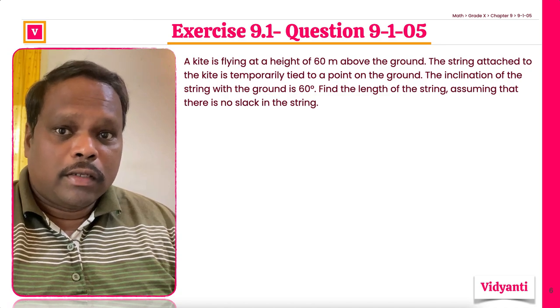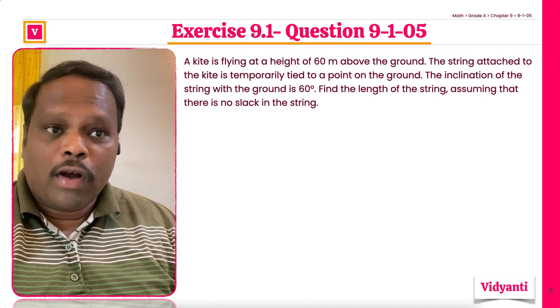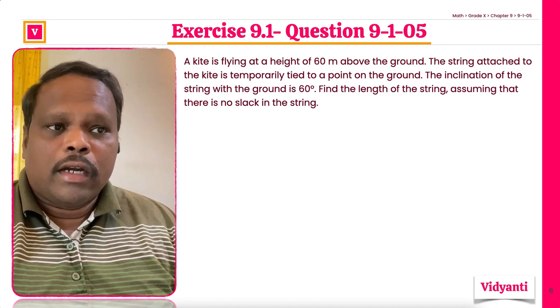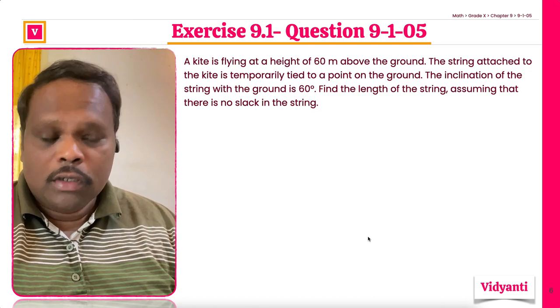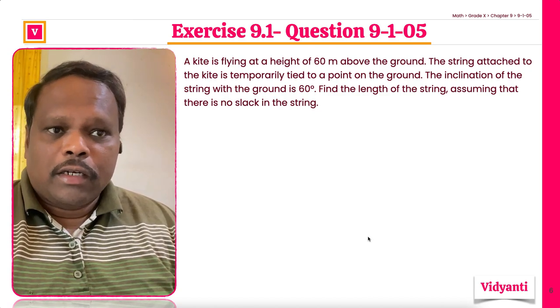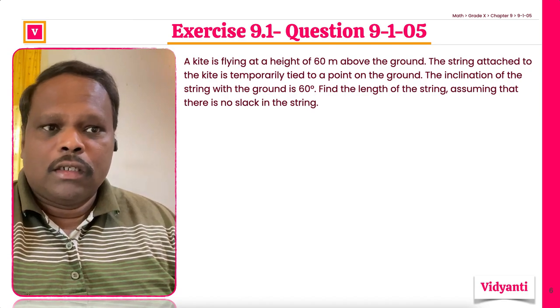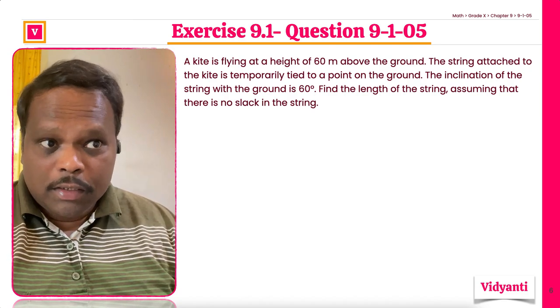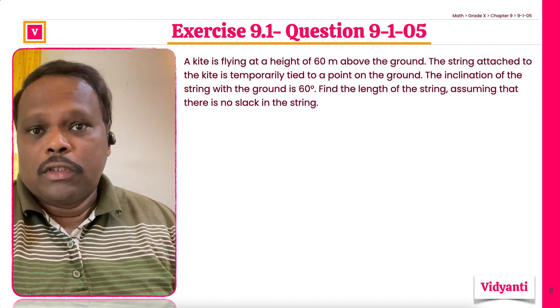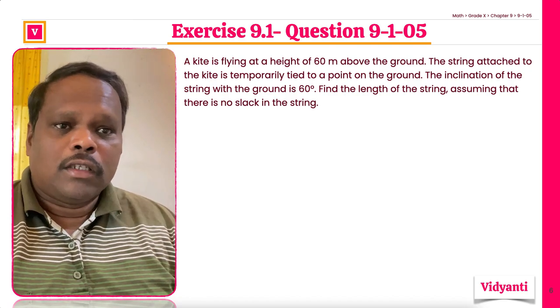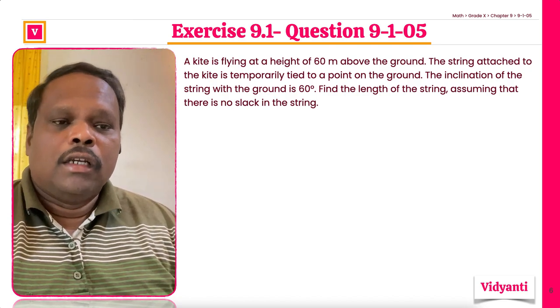Problem in the same exercise 915. A kite is flying at a height of 60 meters above the ground. The string is attached to the kite, temporarily tied to a point on the ground. The inclination of the string with the ground is given as 60 degrees. And we are supposed to find out the length of the string, assuming that there is no slack.